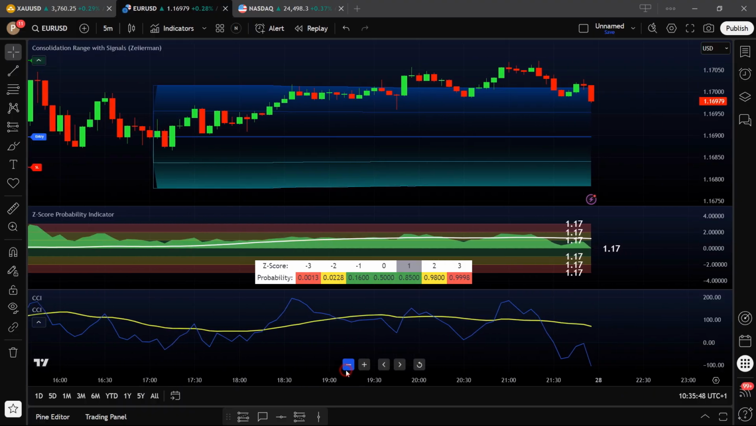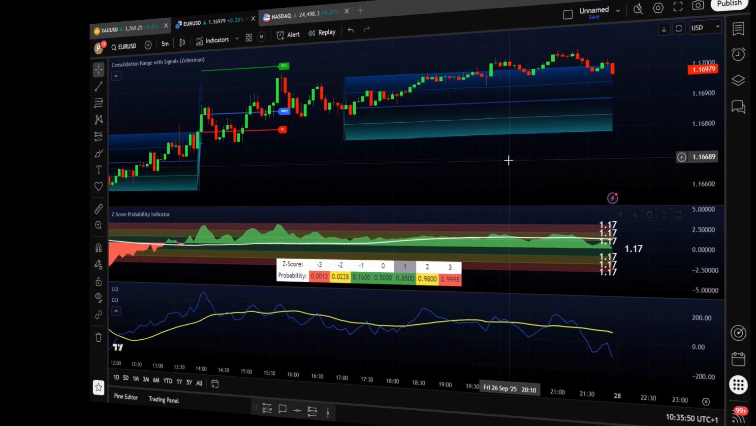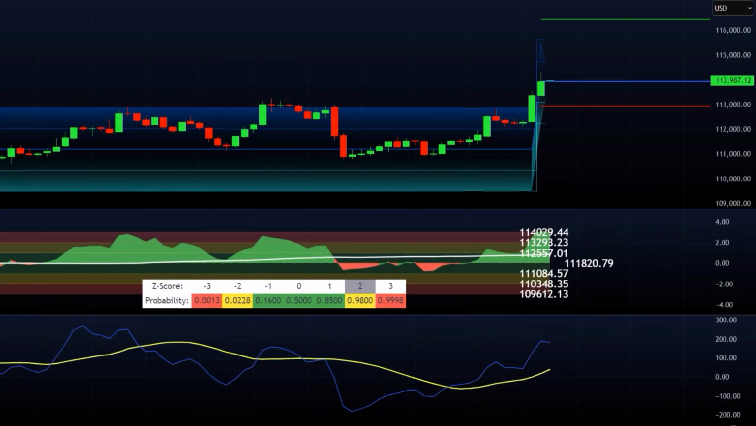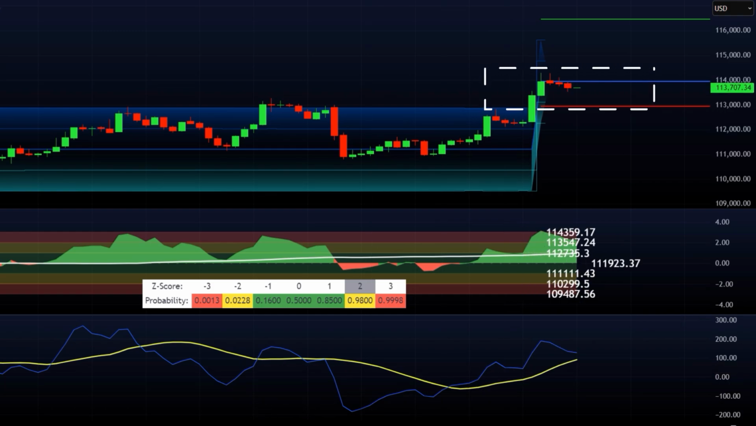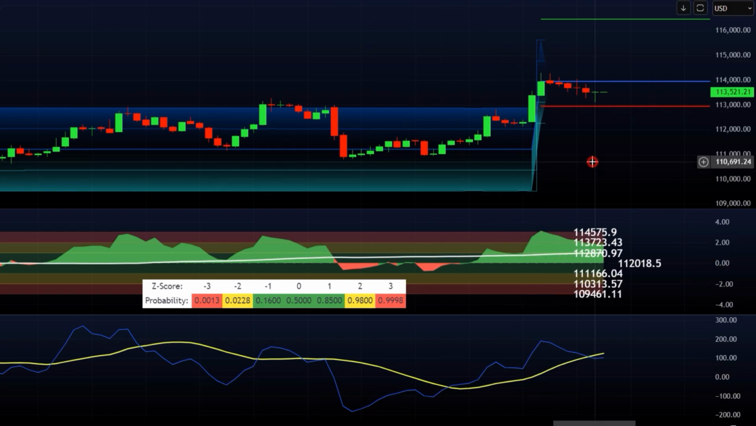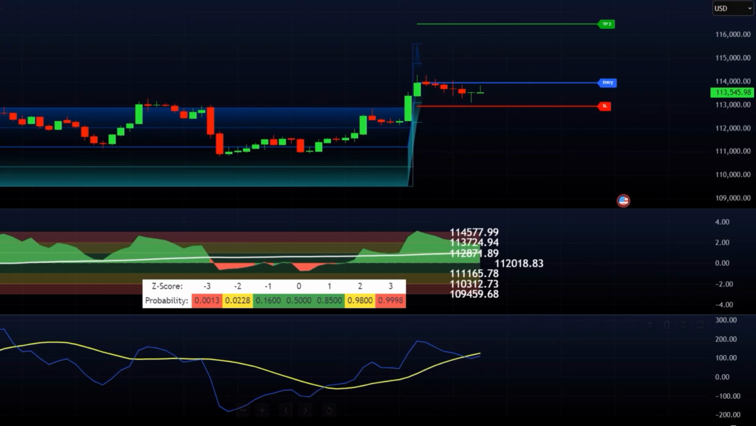All 3 conditions must be met. This is not optional. Condition 1, the signal. The consolidation range indicator must print a blue buy signal. Condition 2, the filter, the Z-score. Probability line must be moving in an upward direction.